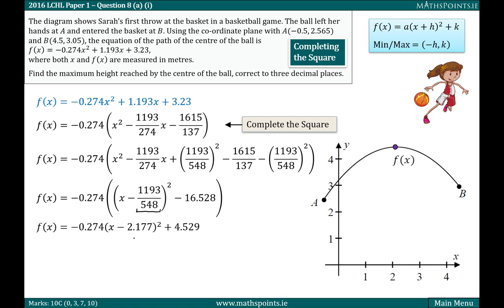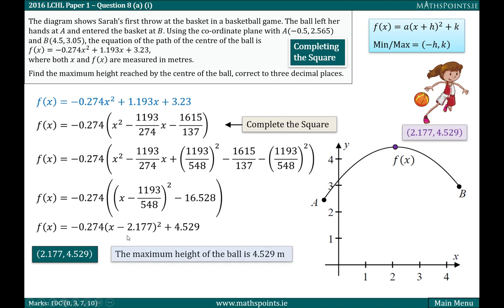And what do we notice? We notice that if we change the sign of the term in the bracket, we get 2.177, which was the x coordinate of the maximum, and we keep the sign of the last term, which is 4.529, and that's the y coordinate of the maximum point. Now, we'll need this later on. We could have done this first part just with the calculus, but it was worth seeing that the completed square form could do it as well.